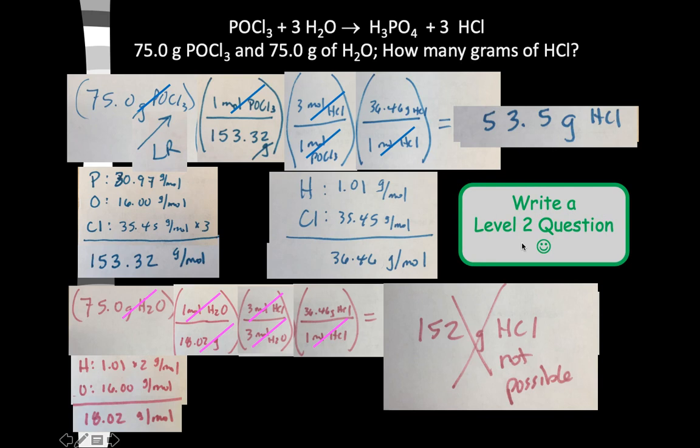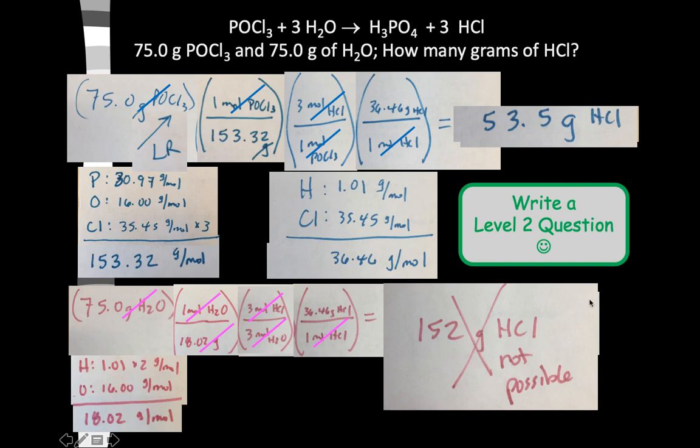All right, go ahead and do a level 2 question. Maybe you could say, explain why the answer is 53.5 grams instead of 152. That'd be a great level 2 kind of question. Otherwise, go ahead and use your question guide or make up your own level 2 question. Take a little break, pause the video, come back when you're ready to go on.